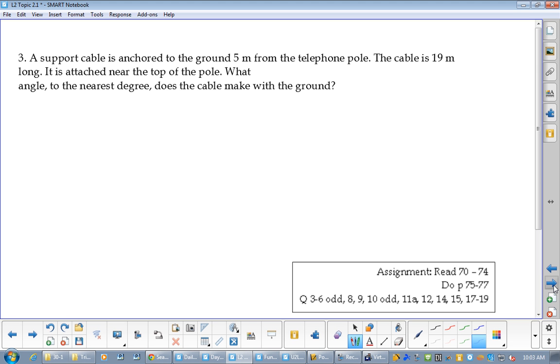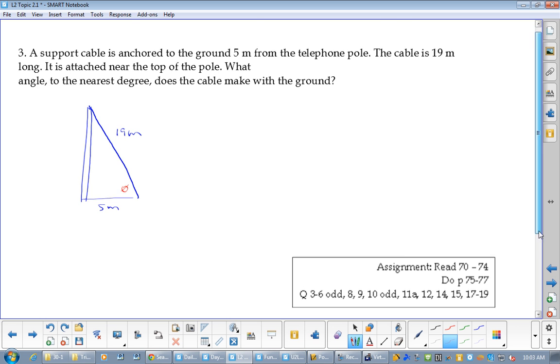But anyway, okay, support cable. We're going to do one more. A support cable is anchored to the ground from a telephone pole. So here's our pole. Sorry, it's anchored 5 meters from the ground, and it's 19 meters long. And this is 5 meters. It asks, what angle to the nearest degree does it make to the ground? So it wants this angle right here.